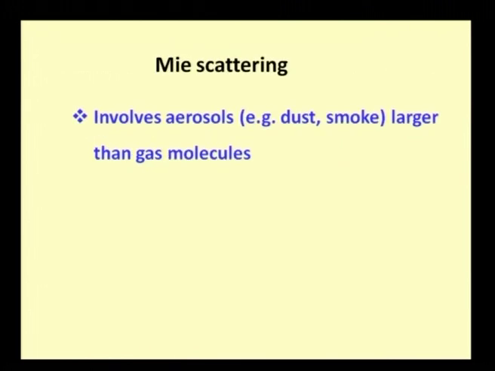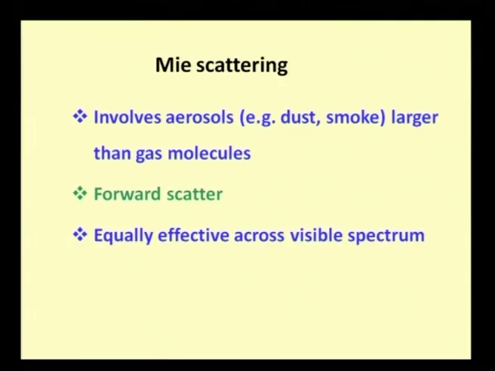And the second kind, that is Mie scattering, it involves the aerosols and dust particles, which are larger than the gas molecules. For example, when the wavelength of the incoming radiation is larger than the gas particle. So, it is totally opposite to the first one, and in this condition the Mie scattering is happening, and it is the forward scattering, and it is equally effective in all spectrum.